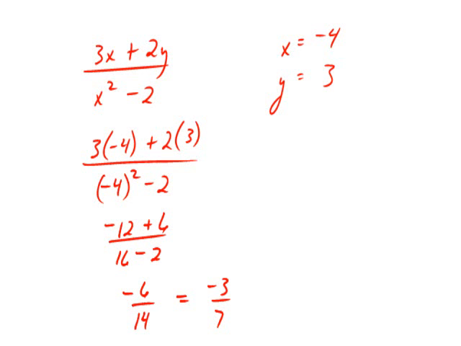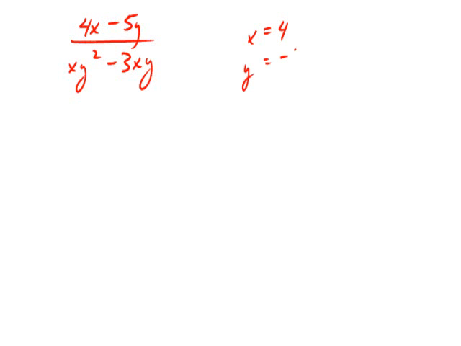Once again, I'll give you a problem to practice. The expression is 4x minus 5y over xy squared minus 3xy. Evaluate for an x value of 4 and a y value of negative 3. So pause the video and come back to it when you're finished working the problem.